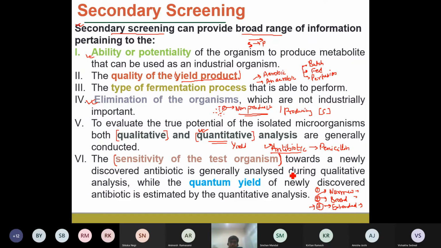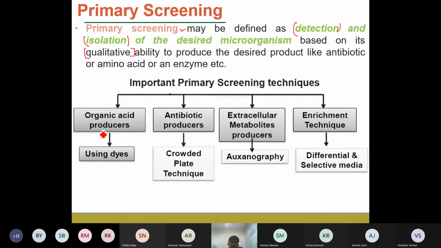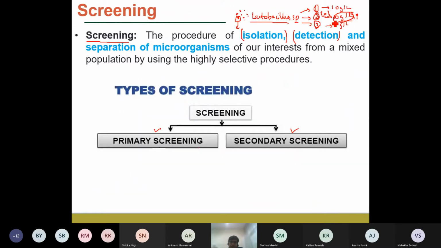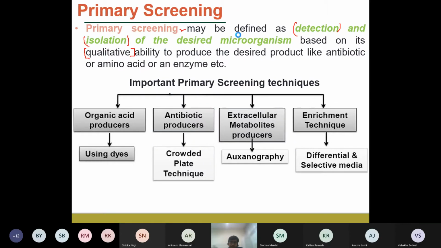If you are going to produce an antibiotic, you have to find out in which category it falls, either the narrow spectrum or the broad spectrum. So we have to determine the sensitivity of that particular antibiotic and characterize it. All those things come under the secondary screening. Like we talked about lactic acid, the productivity, the yield, the biomass, all these mathematical terms will come under the secondary screening, and just isolation and detection will come under the primary screening.